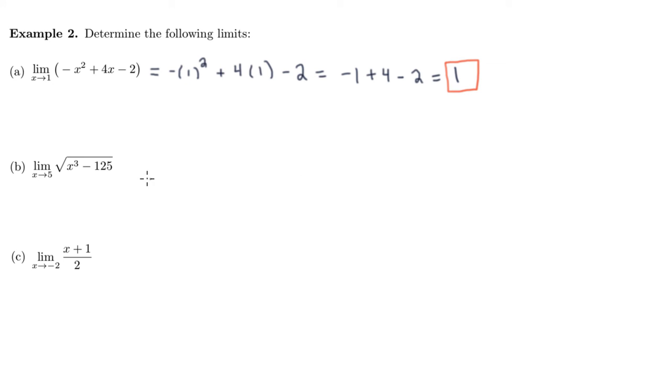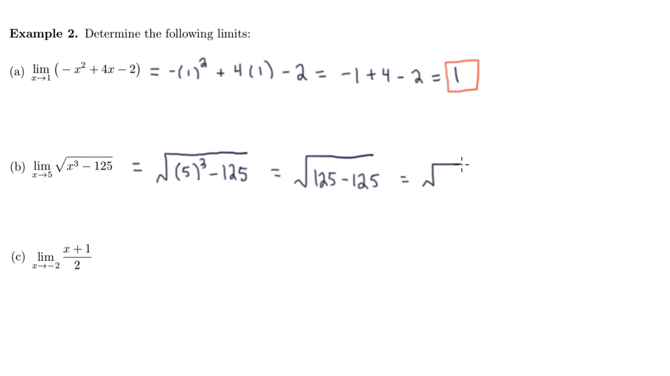So really the limit laws make these problems really easy. It's just evaluating the function as long as I get a real number. So now the limit as x approaches 5. Let's just try plugging in 5. So this is going to be the square root of 5 cubed minus 125. But what is 5 cubed? 5 cubed is 125. So this is just square root of 0, which is 0. And that's a real number. So that's what the limit equals.